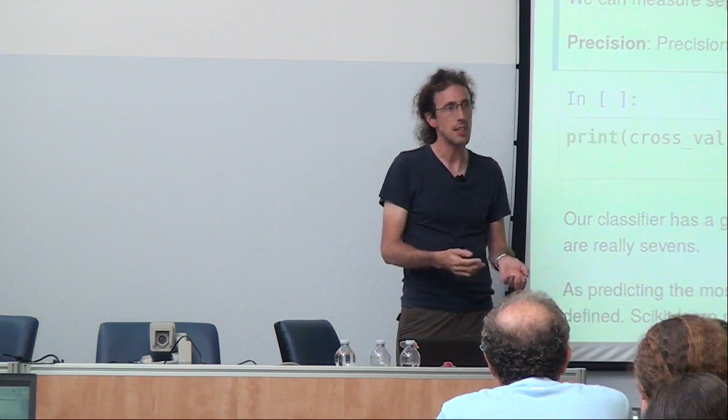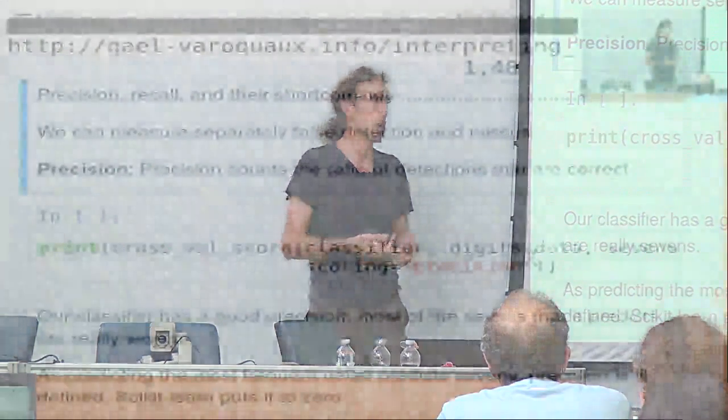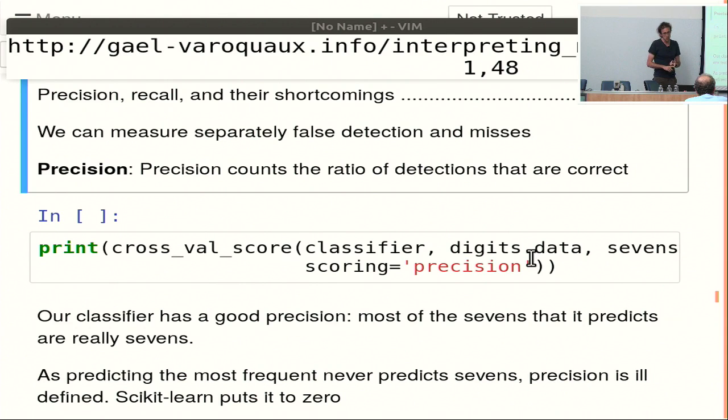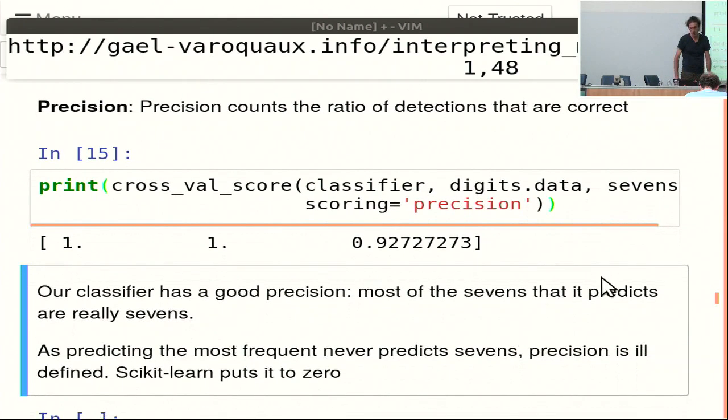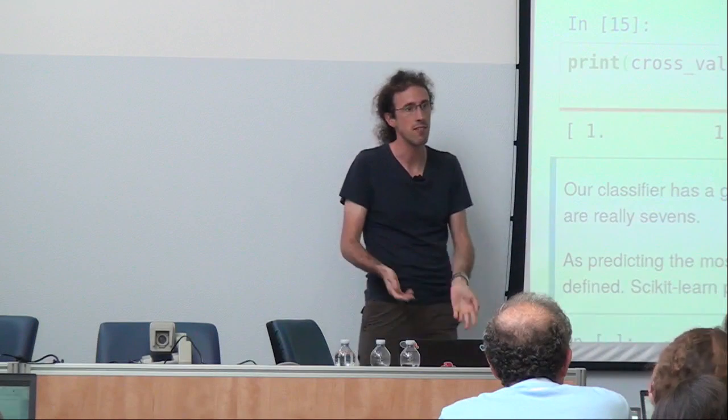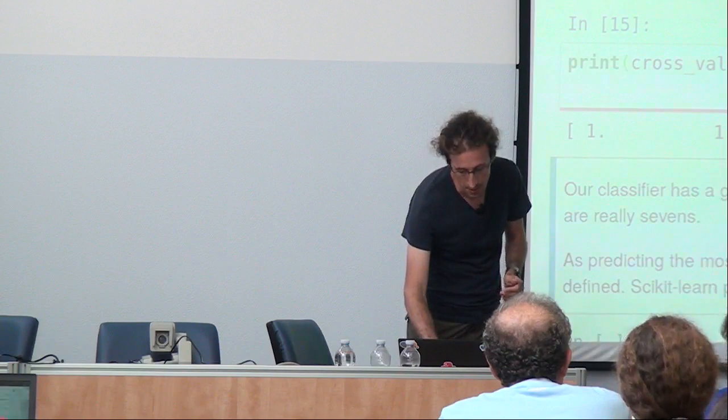In which case, it's useful to use concepts from information retrieval, which are precision and recall. Precision is the ratio of detections that are correct. So we can look at precision with our problem, and we find that 100% of the detections are correct on 2 of the 3 folds. This is telling us that our classifier is precise. It's well detecting sevens, but it may be missing some. I can reliably think that its detections are sevens, but it can be missing some sevens in my test set.